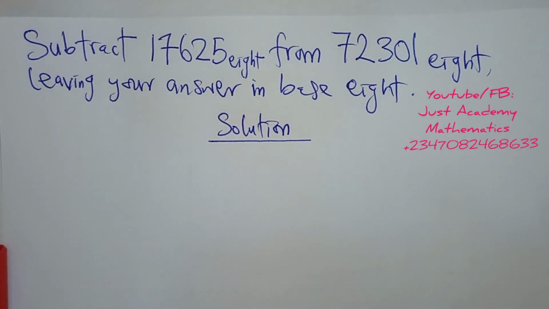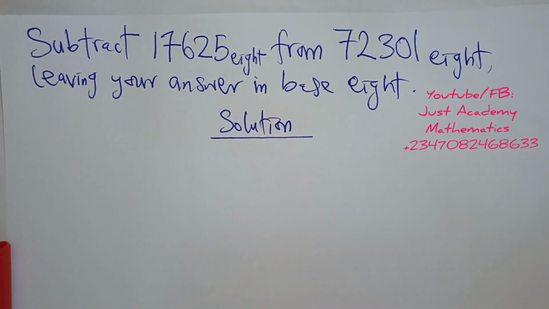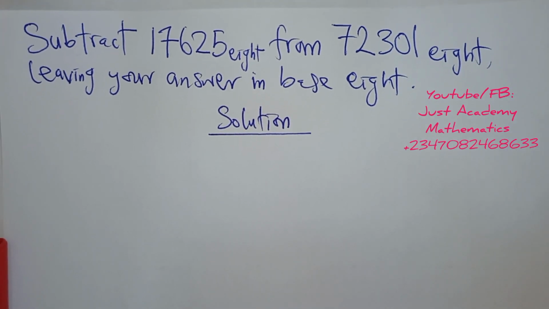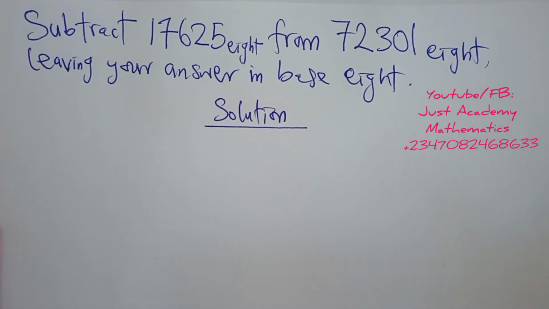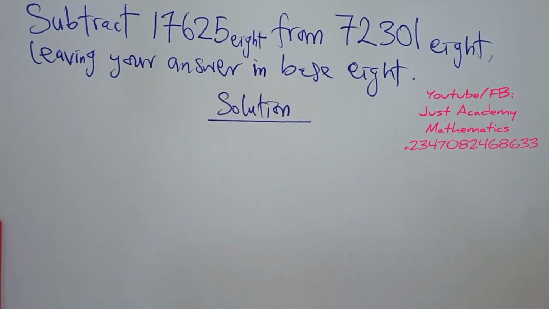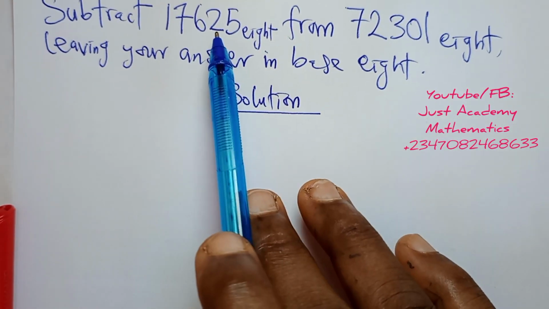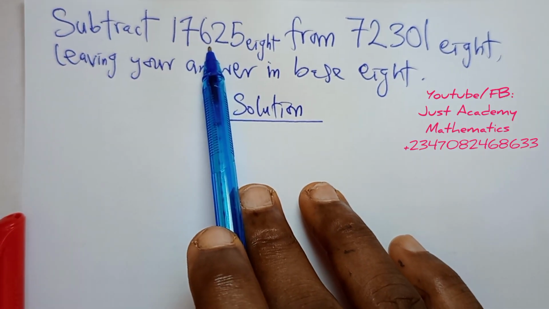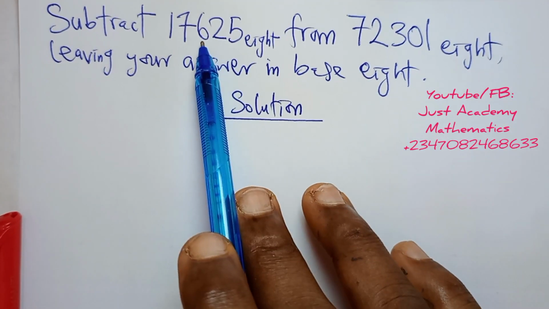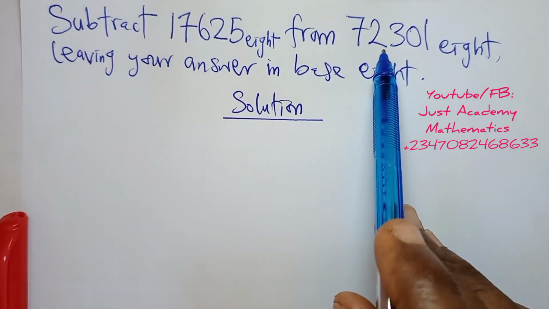So let's go there. The first thing we have to do is to ascertain the one we have to write first, and always write the one that comes immediately after the "from." That is, we have to write this first, then this one under. The reason is because we have to take away this from this. We have to remove this from this. So we'll write this one first.